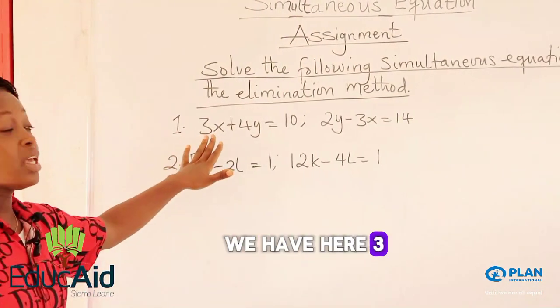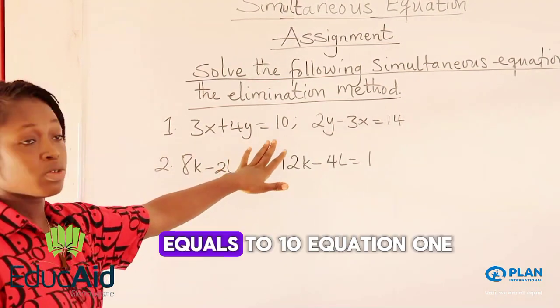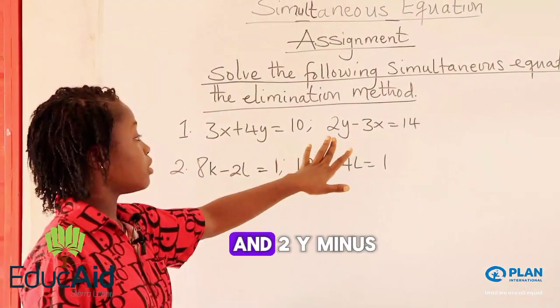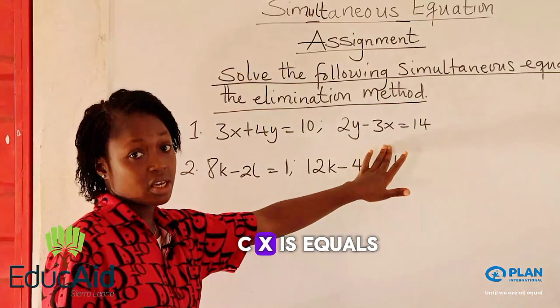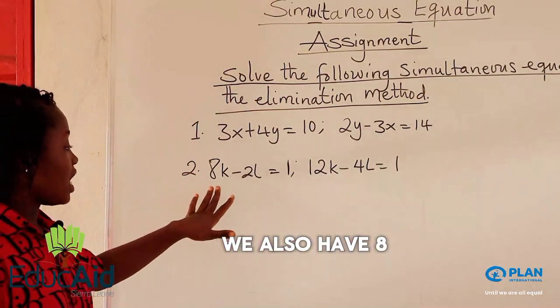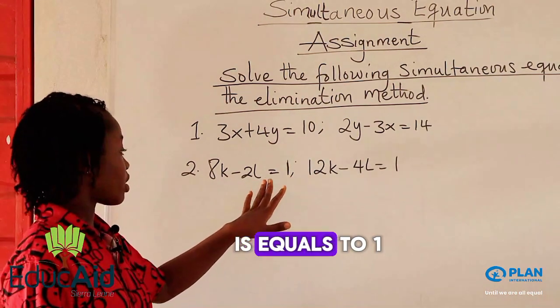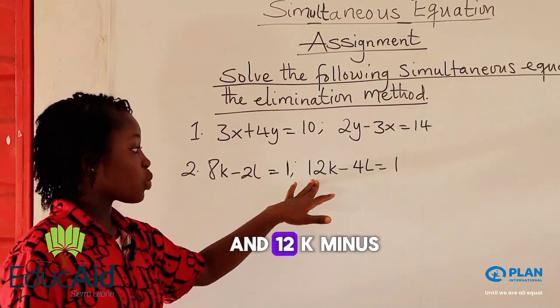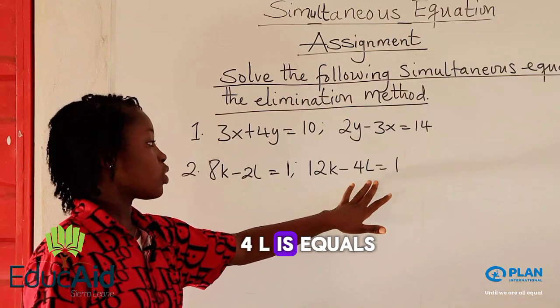We have here 3x plus 4 is equal to 10, equation 1, and 2y minus 3x is equal to 14, equation 2. We also have 8k minus 2l is equal to 1, and 12k minus 4l is equal to 1.